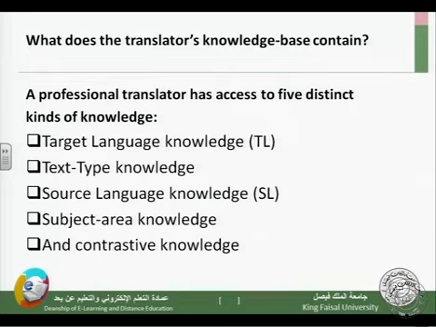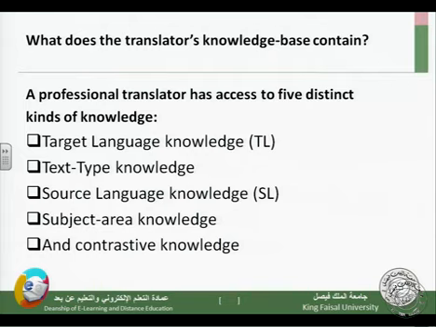Target language knowledge. So Arabic is the source and English is the target language. It means you want to translate from Arabic into English, you have to have knowledge of the target language. It means English. Now, the text type knowledge, the text type, what kind of text is it? Is it literary or technical or legal? So you need to have knowledge of the type of text.